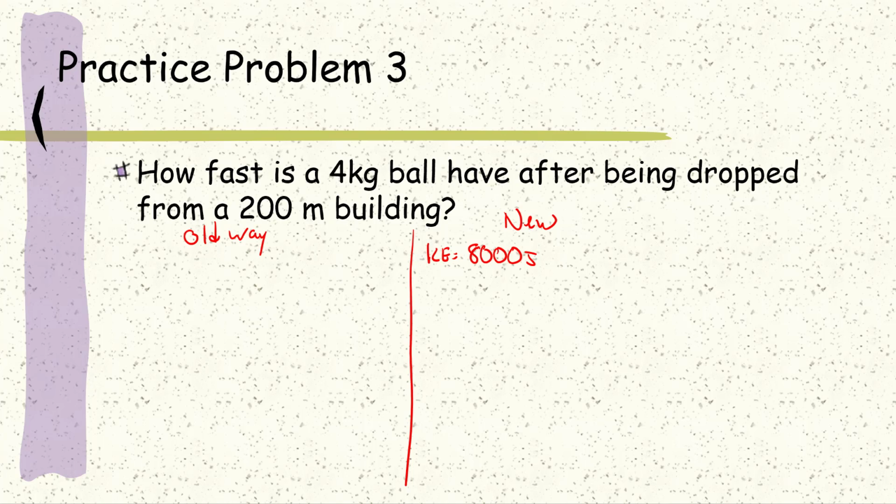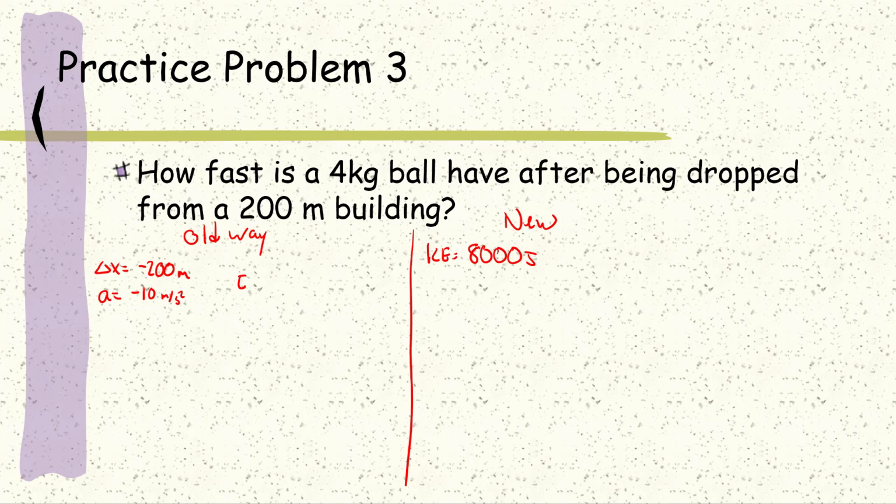And let's look at the old way though. You actually know how to solve this, or you did back in Unit 2, where we had a couple different equations with acceleration and time and velocity, and displacement. Well, we know the ball is going to fall at negative 200 meters. Correct? And we know that the acceleration of an object in free fall, assuming no air resistance, is negative 10 meters per second squared.